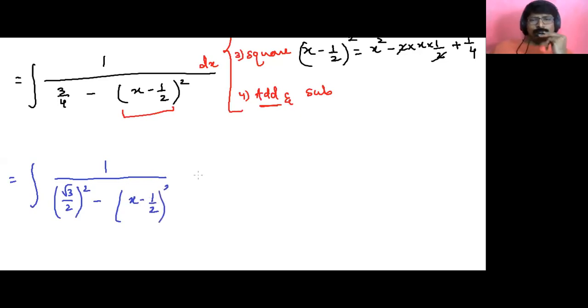Now this is which format? Which format of integration? This is integration of 1 upon a square minus x square. Now what is the formula for that? Integration of 1 upon a square minus x square. Do you remember? One second.